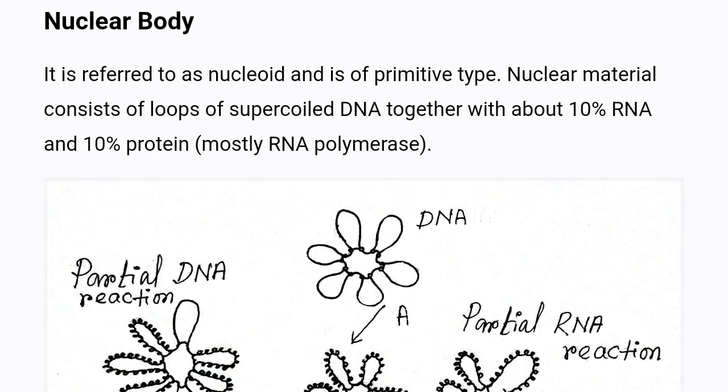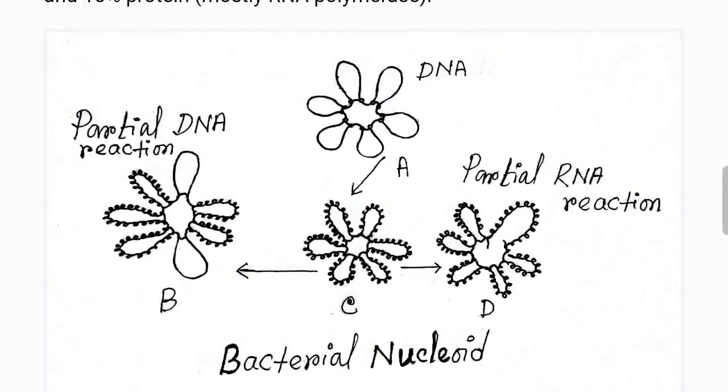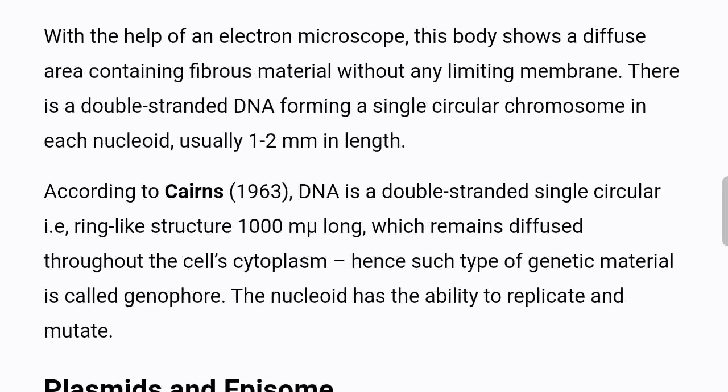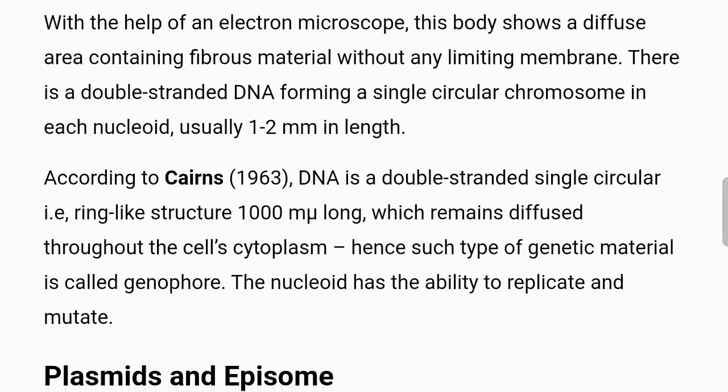Nuclear material consists of loops of supercoiled DNA together with about 10% RNA and 10% protein, mostly RNA polymerase. With the help of an electron microscope, this body shows a diffuse area containing fibrous material without any limiting membrane. There is a double-stranded DNA forming a single circular chromosome in each nucleoid, usually 1 to 2 mm in length.